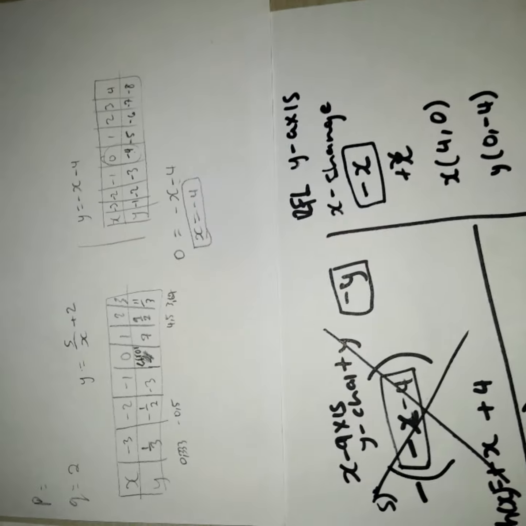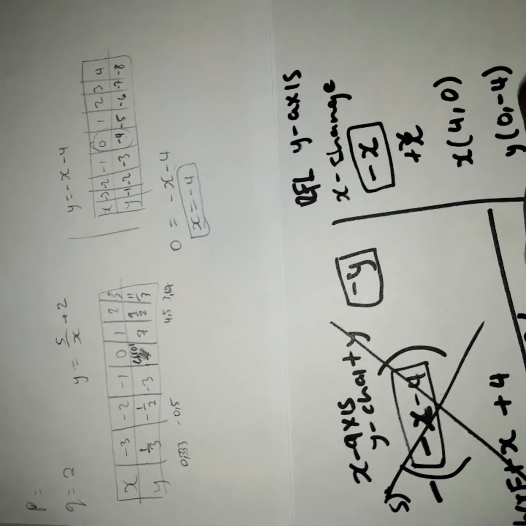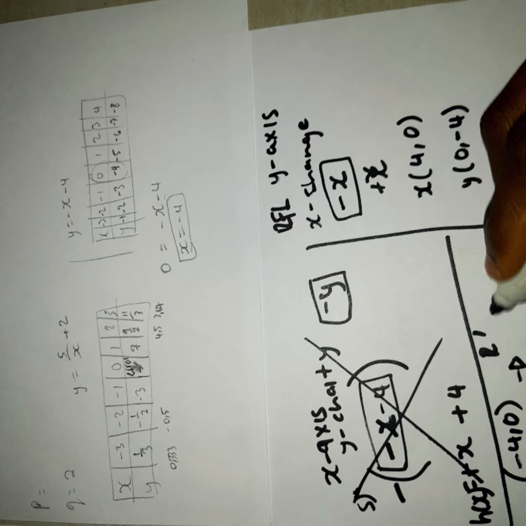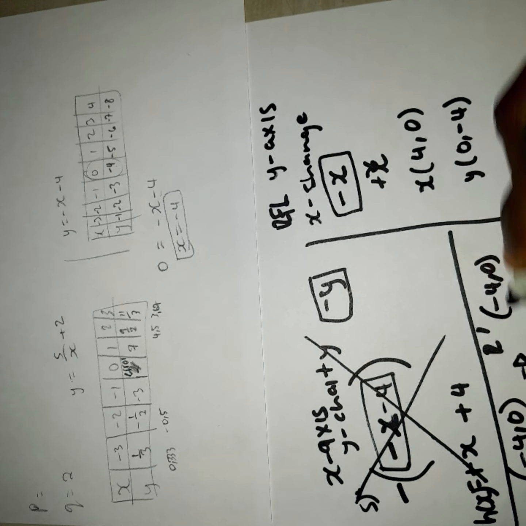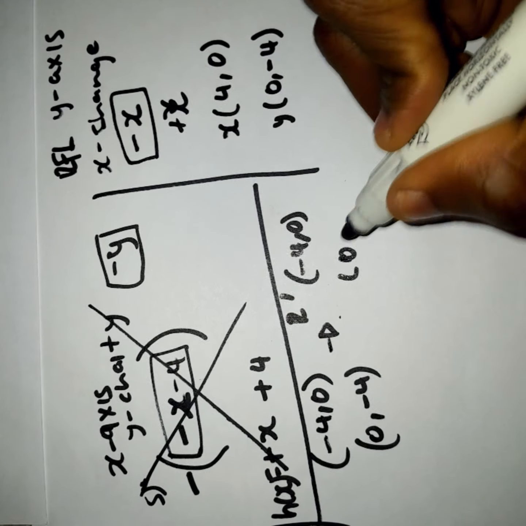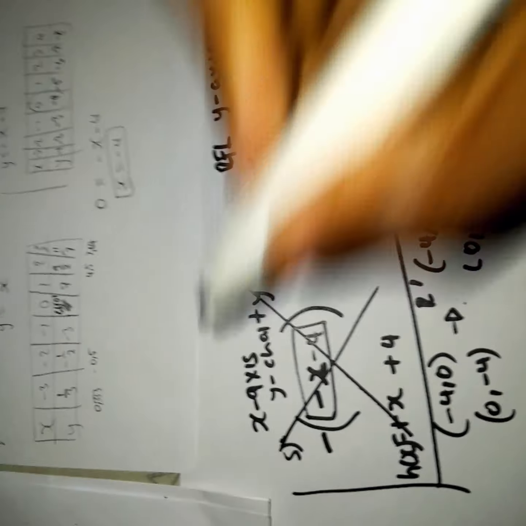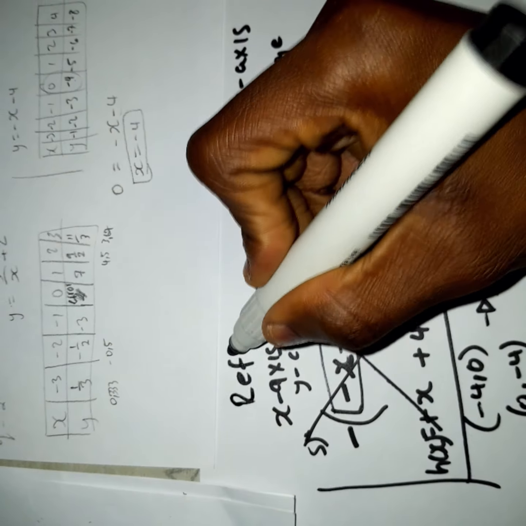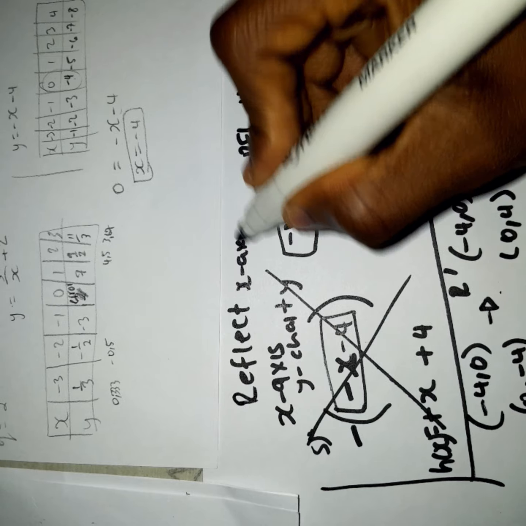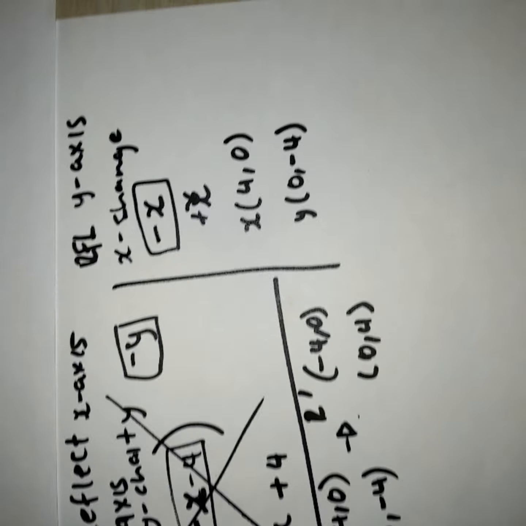So for the reflected one, the x-intercept will still remain the same, but the y-intercept will change from negative to positive. It will be like this. So this is whenever we reflect it over the x-axis, and this is whenever we are reflecting it over the y-axis.